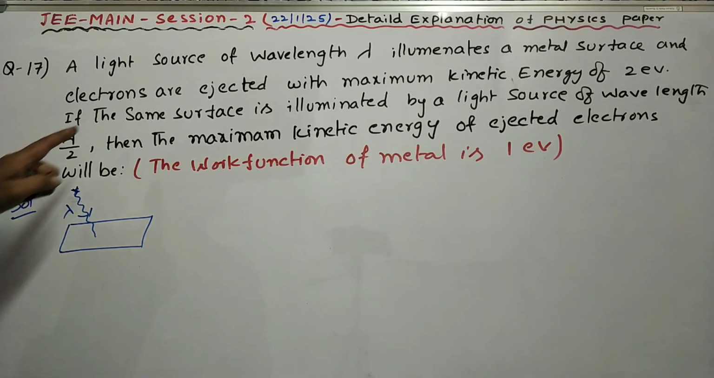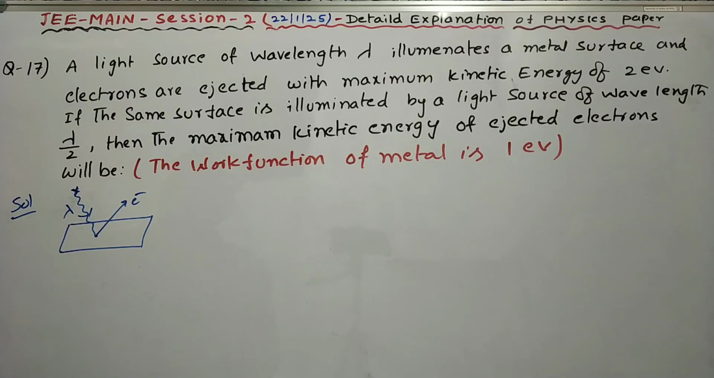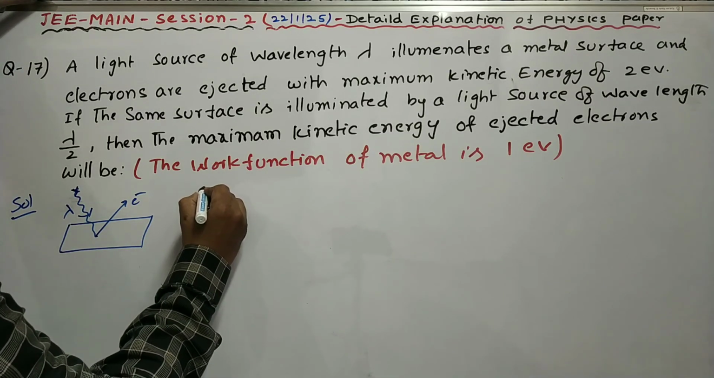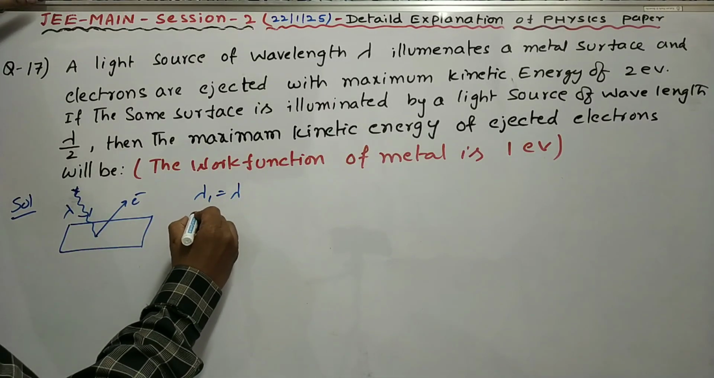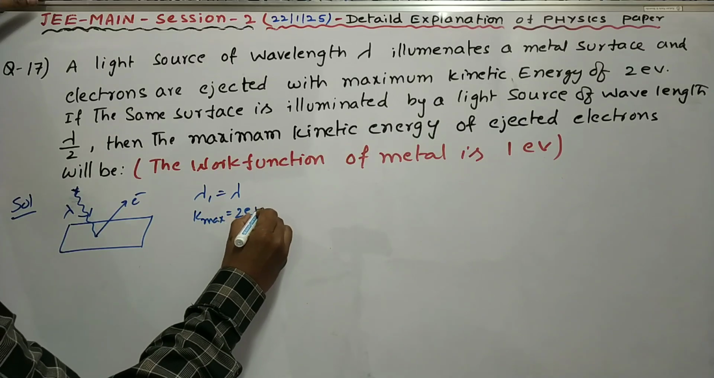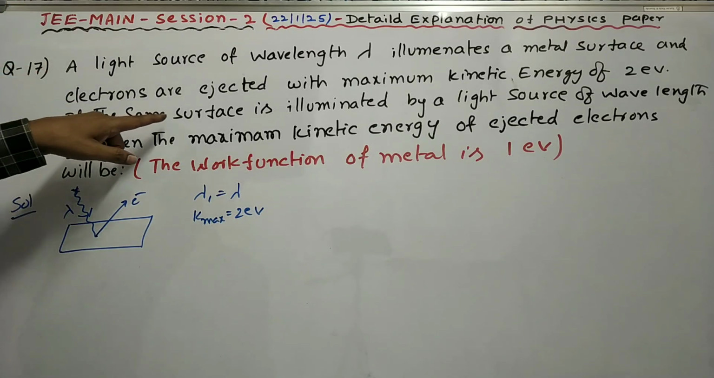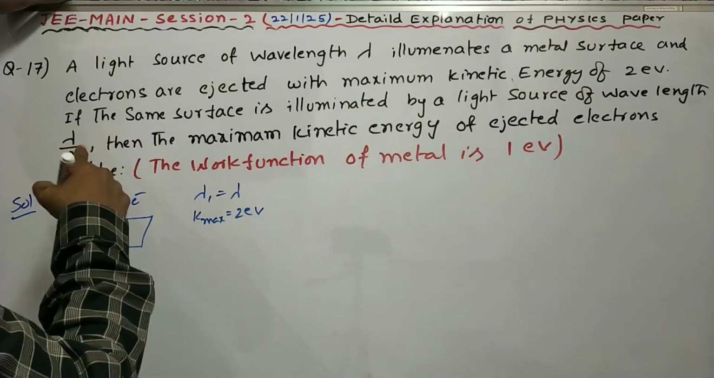Okay, so what happened? Electrons are ejected with a maximum kinetic energy of 2 electron volt. So lambda 1 is equal to lambda. What is the Kmax of the ejected electron? 2 electron volt. Now, if the same surface is illuminated by a light source of wavelength lambda by 2.